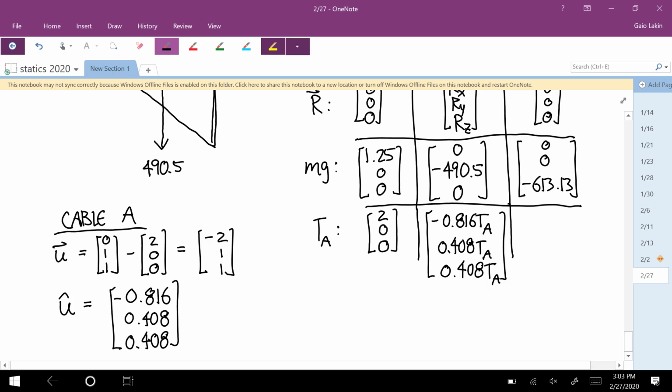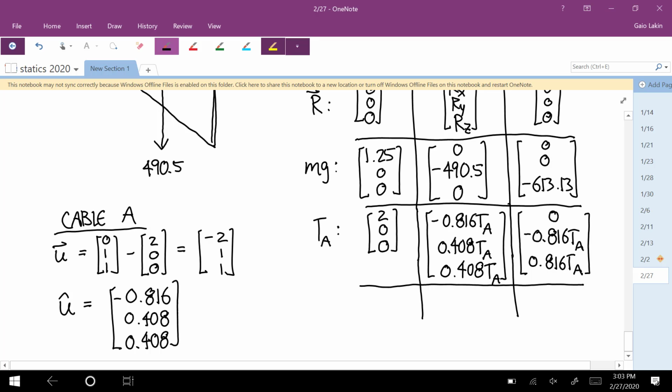Okay, so now take the cross product of these two. And you get 0 for X, negative 0.816 TA for Y, and positive 0.816 TA for Z. And then the last force is the cable B.